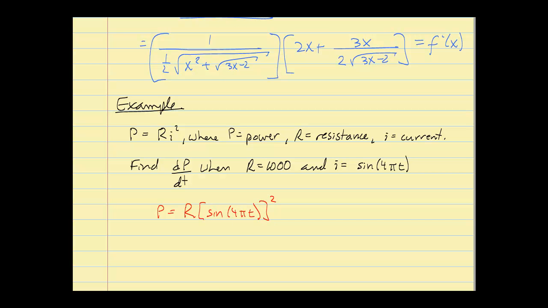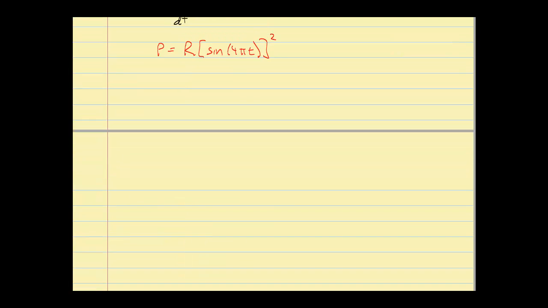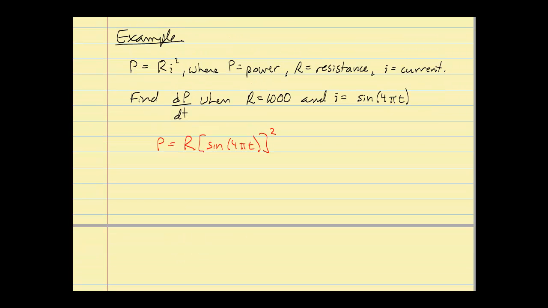So here, I need to keep track of what's variable and what's constant. Now one thing that we could do also is in place of this R, we could record the 1,000. So we could look at P equals 1,000 sine 4 pi t, quantity squared. Well, this one's going to be pretty easy then. The derivative of power with respect to time. The 1,000 is already here, so when I bring the 2 down, they're multiplied together. Then I decrease the exponent by 1.